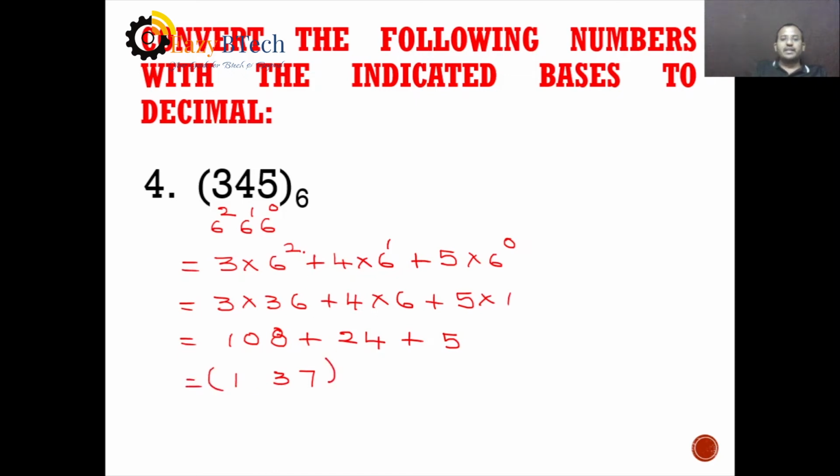So for the given radix number 6345, the corresponding decimal equivalent is 137, right? So this is the procedure that we need to follow while converting any radix to decimal. We have to assign the weights, multiply the respective digit with the respective weight, and add all those. We will get the corresponding decimal equivalent.